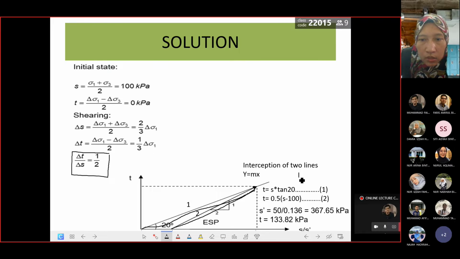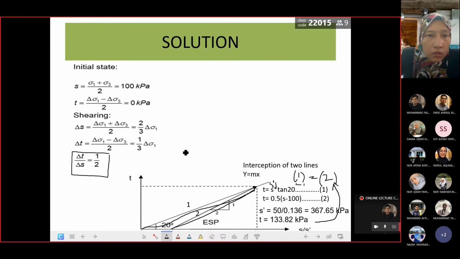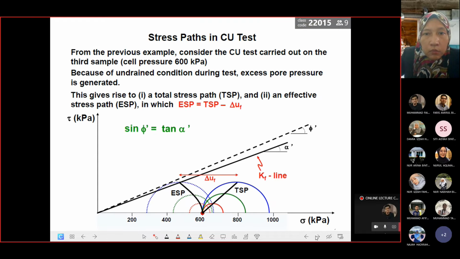So when we equate equation 1 with equation 2, first of all you will get the value of S. Because we have equated equation 1 with equation 2, you rearrange it: S prime tangent phi 20 equals 0.5 S minus 100. So S effective is 367.65 kPa. Meanwhile, to get T, you can insert into any one of these equations. Whether you substitute the value of S in equation 1 or equation 2, you will get the same one. So this is how the application of the stress path relates the conceptual, theoretical to the problem. And go to the next one.